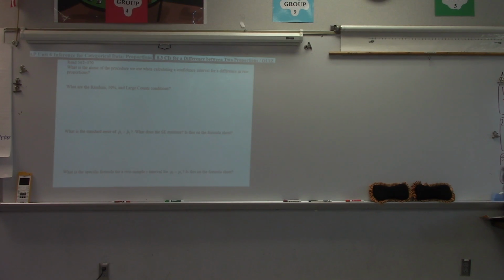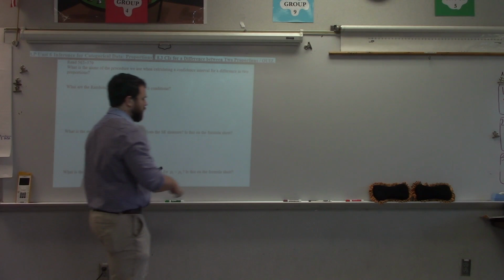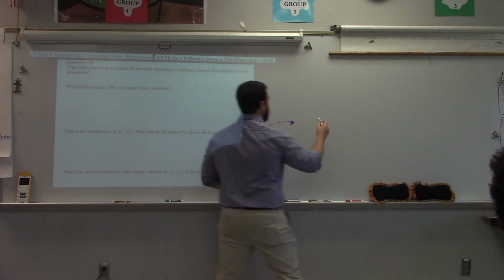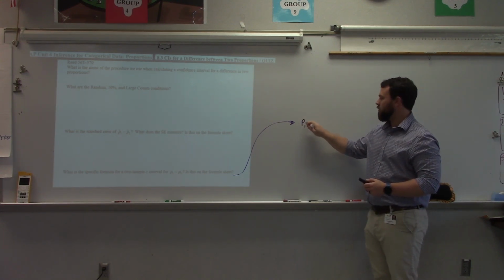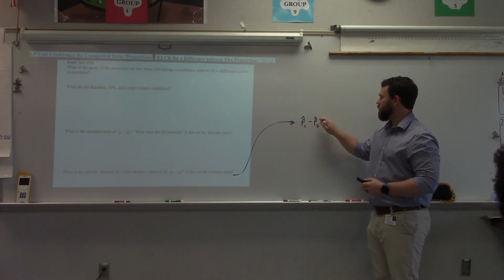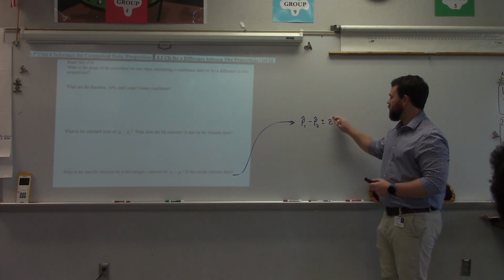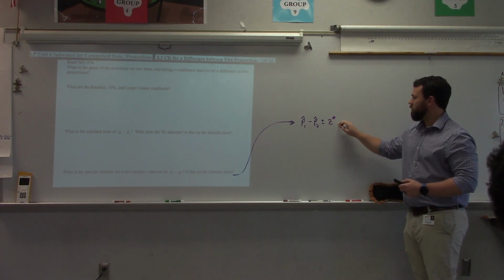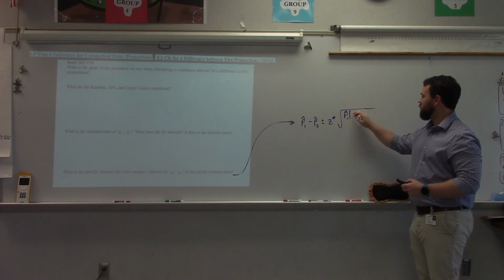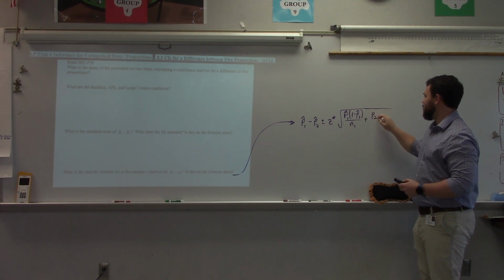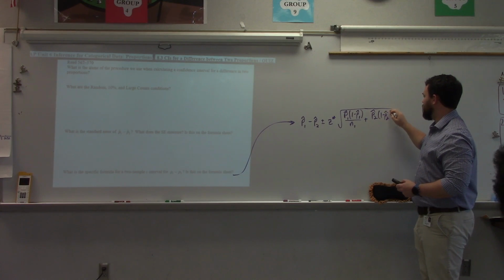I think we did the standard error yesterday. That's what we ended on. Is that right? I think we ended on the specific formula. Oh, did we finish the specific formula? I have it written down. So what was the specific formula for that two sample Z interval? It said p1 hat minus p2 hat plus or minus z star times the square root of p1 hat times (1 minus p1 hat) over n1 plus p2 hat times (1 minus p2 hat) over n2.